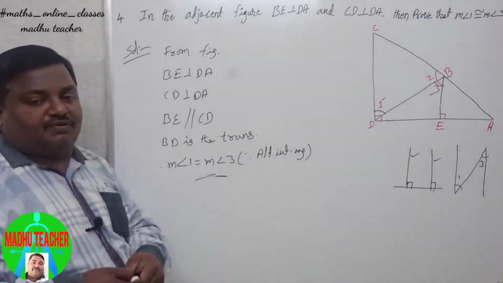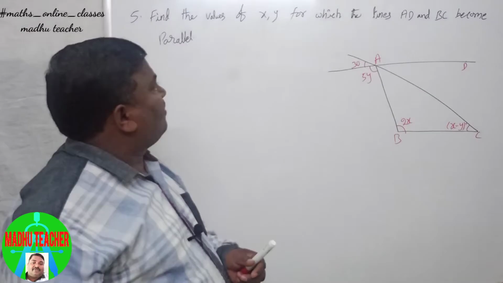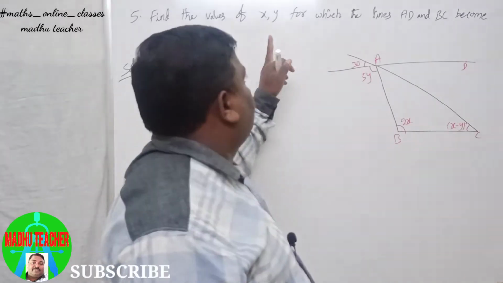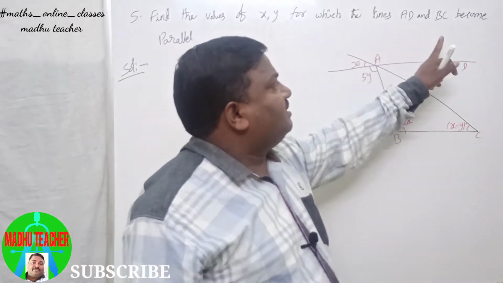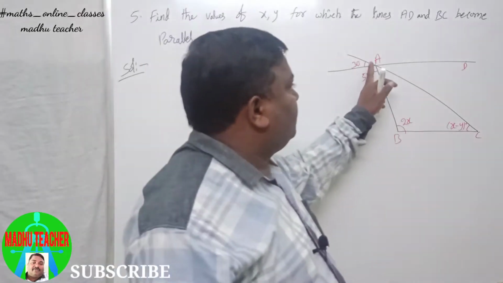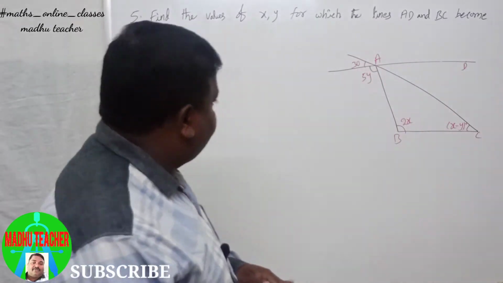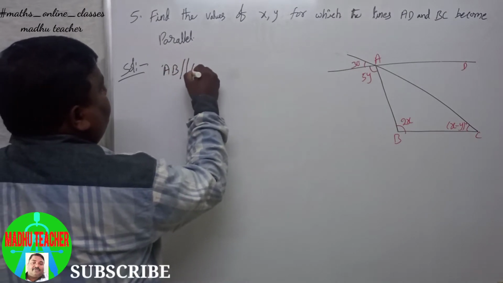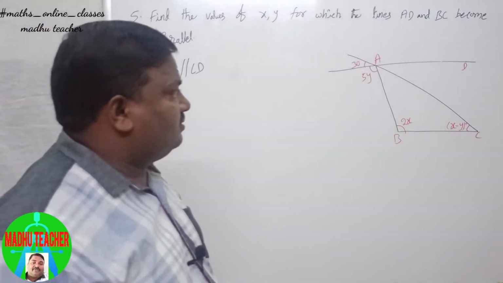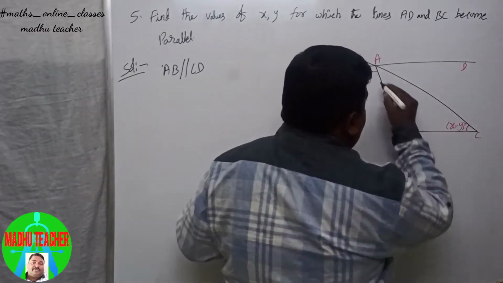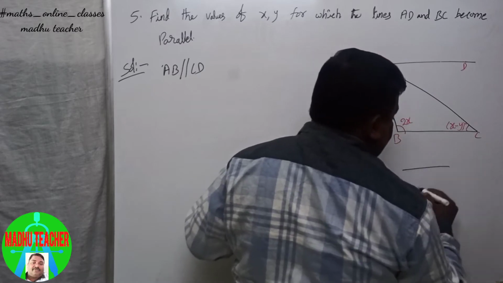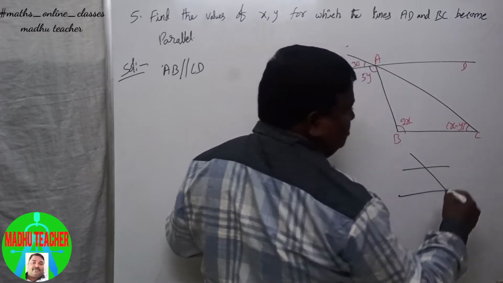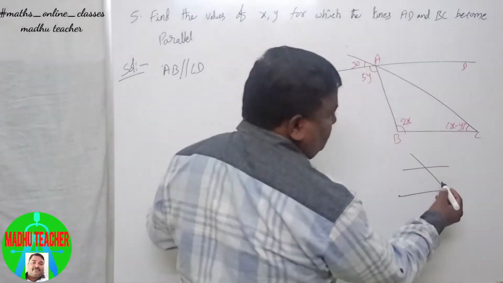Next, the fifth one. Find the values of x, y for which the lines AD and BC become parallel. So what is given? AB is parallel to CD, and AD and BC are parallel. They are like this, AD and BC. And AC is the transversal.